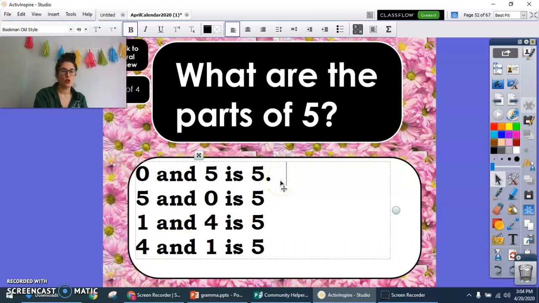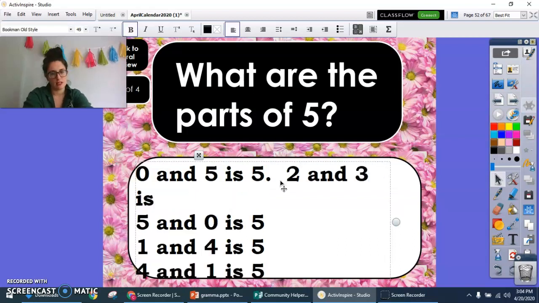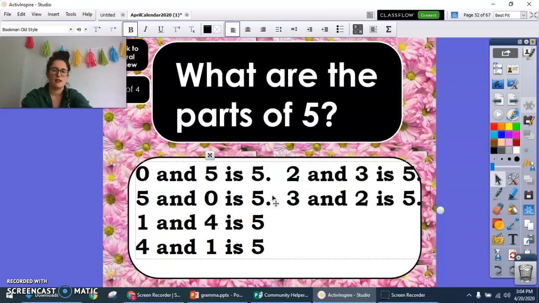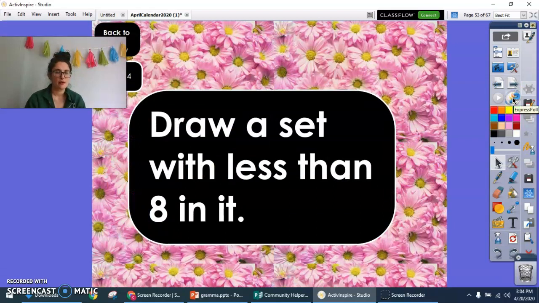Now we're going to go to our last 2 combinations. So we've started with 0, we started with 1. Now we need to start with 2. So 2 and 3 is, oops, that's not big enough. Let me, is 5. All right, and our last one, we're going to take this one and we're going to flip-flop it. So we have 3 and 2 is 5. All right, boys and girls, I hope you got all those parts of 5. And if you didn't, that is A-okay. Just keep practicing.